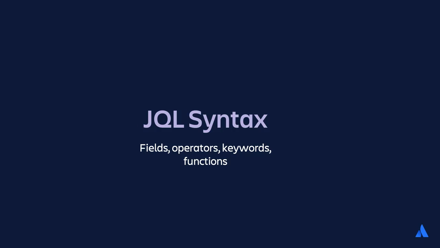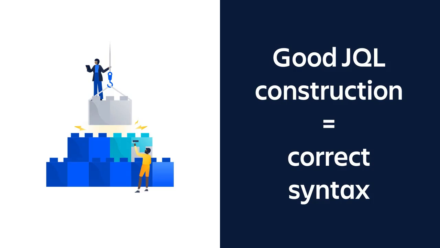In this module, we'll look closer at the syntax, which includes fields, operators, keywords, functions, and the way in which these are structured into clauses. JQL queries need to be well structured to execute at all, and even if they execute, you want to ensure they return the correct results. So let's look at the syntax.